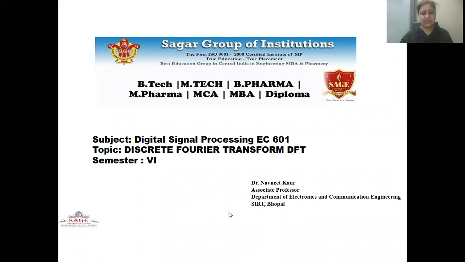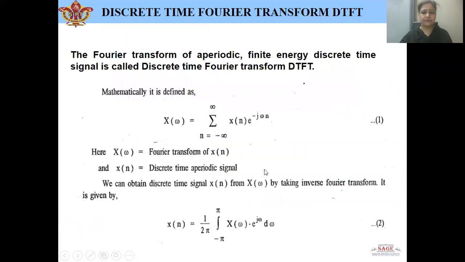In today's lecture I'll be discussing the topic Discrete Fourier Transform. Now, first, we will see what is discrete time Fourier transform, which is written as DTFT. Suppose we have any discrete time signal in time domain, and we want to find out its frequency representation, then the tool which is used is discrete time Fourier transform, which is DTFT.